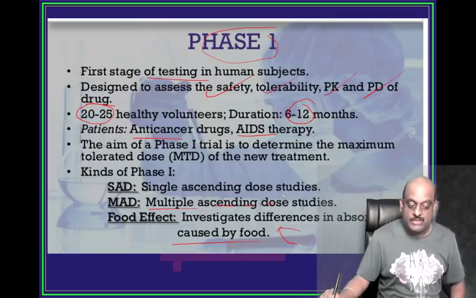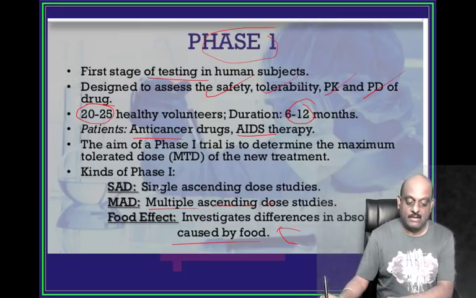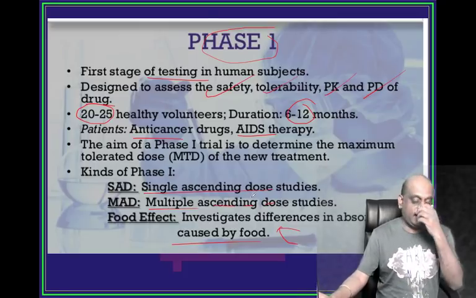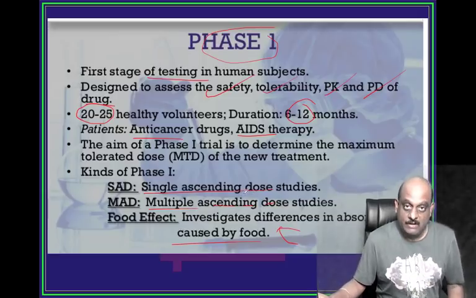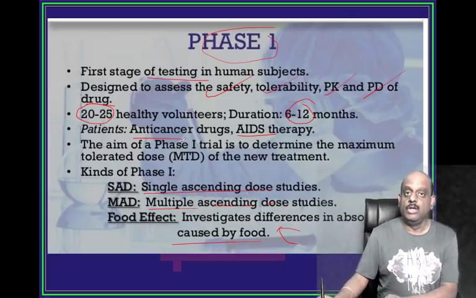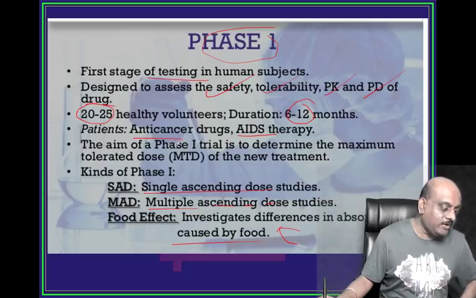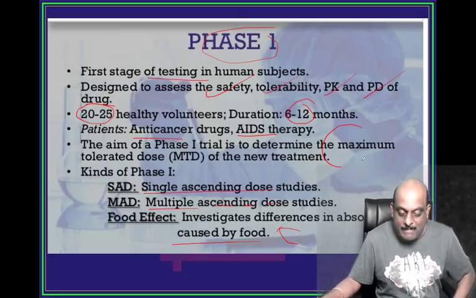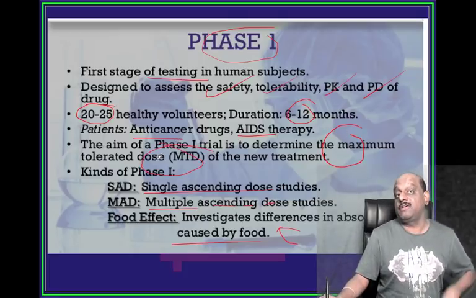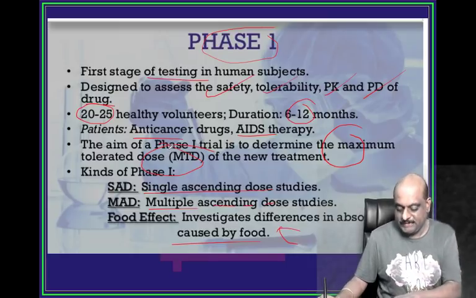Multiple ascending dose studies. Similarly, single ascending dose studies. They are all examples of phase 1. So the main aim of phase 1, what is it, doctor? To know the maximum tolerated dose of a new treatment.